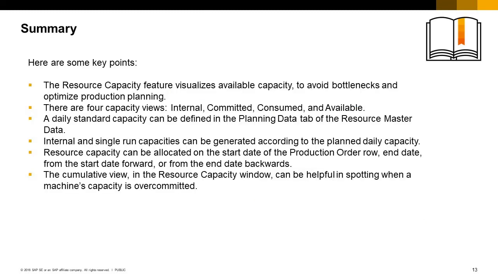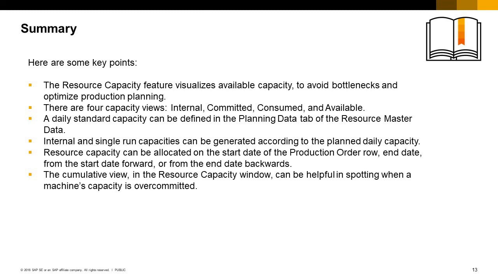Here are some key points to take away from this session. The resource capacity feature visualizes available capacity to avoid bottlenecks and optimize production plan. There are 4 capacity views: internal, committed, consumed, and available. A daily standard capacity can be defined in the Planning Data tab of the Resource Master Data. An internal capacity can be generated according to the planned daily capacity.